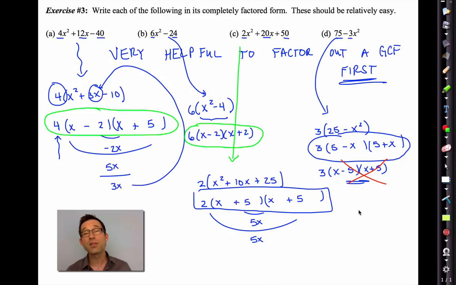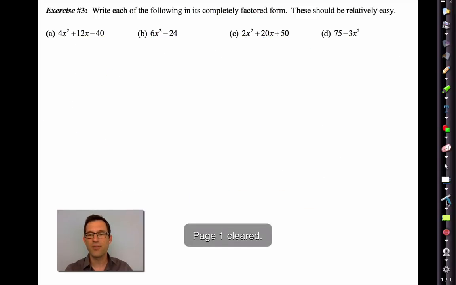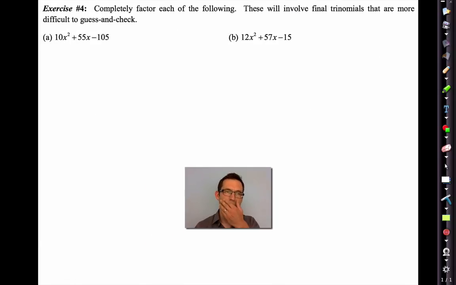All right, we'll pause the video now before we go on to the back side of the sheet. Write down anything you need to. All right, I'm going to clear out the text. It's gone. Let's do some that are a bit more challenging.